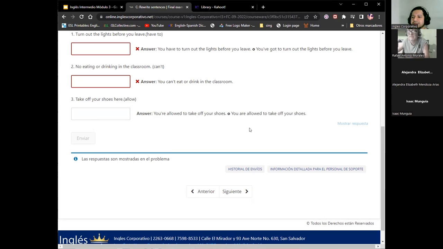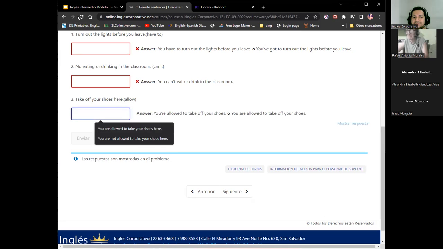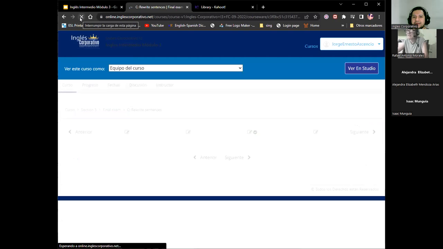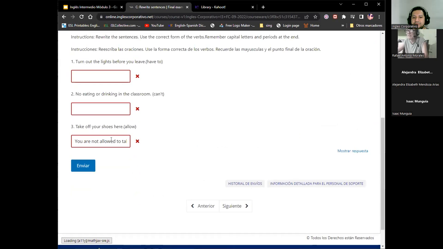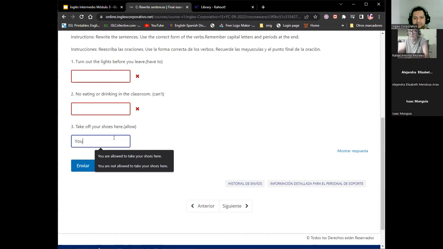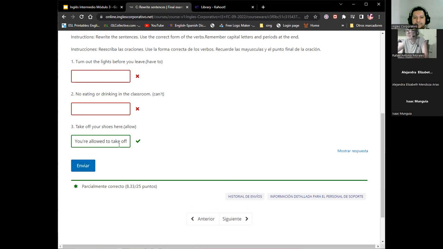Vamos a probar. Sí, trate de saber si le funciona. No. No le funciona. Quiero ver. Porque supuestamente ese sería. You are allowed to take off your shoes. Quiero ver. Y si prueba you're allowed, así con contracción. Voy a probar, permítame.